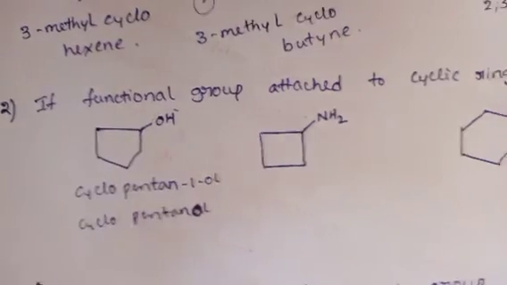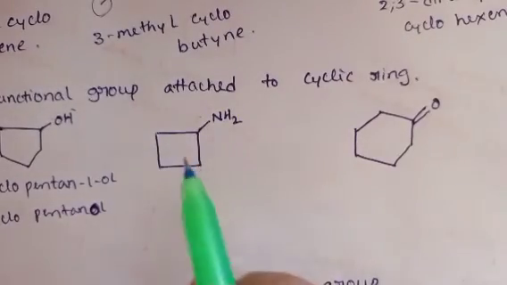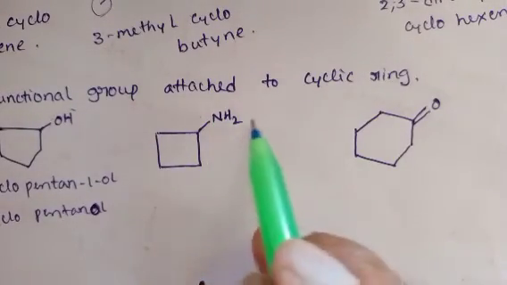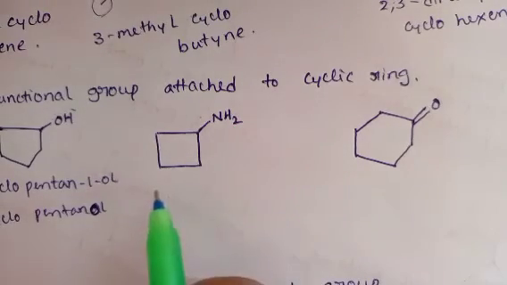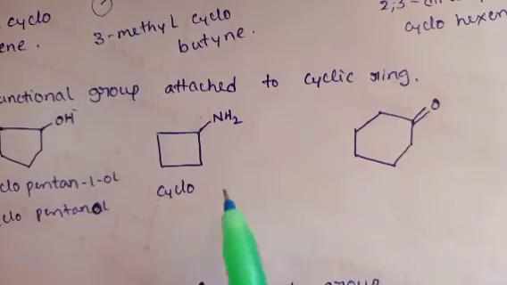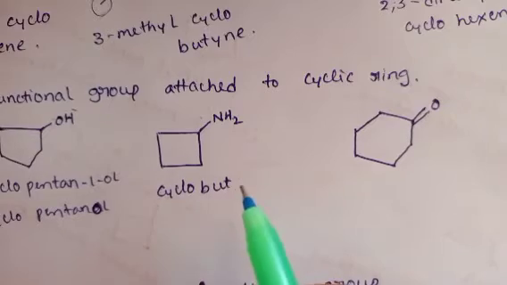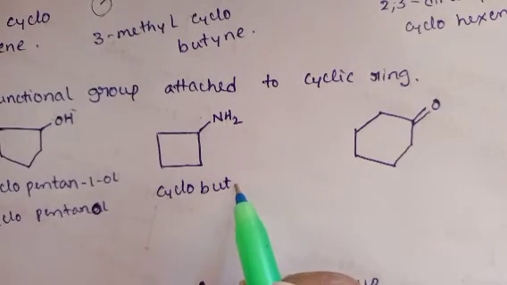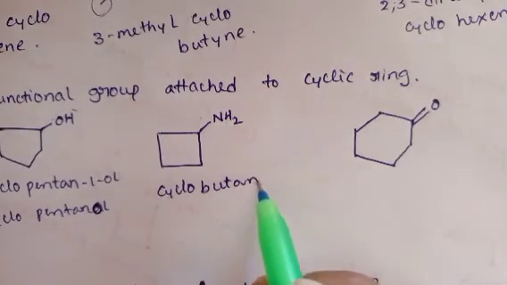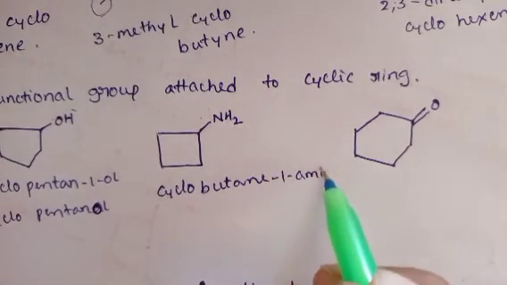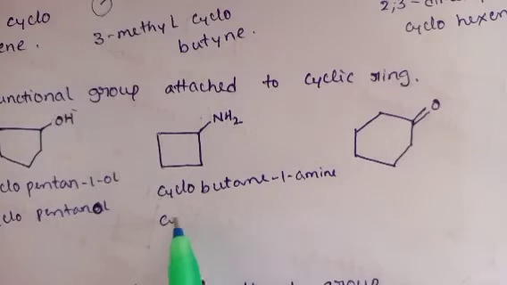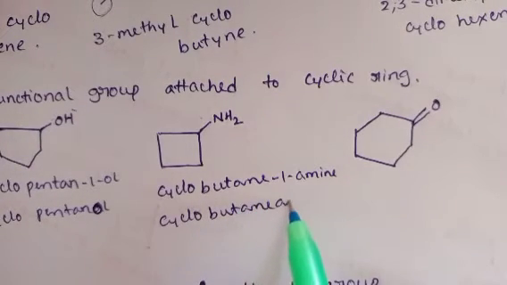Okay, second example, cyclic group, one functional group is present, NH2. NH2 means amine group, so this is cyclobutane, 1-amine, or another name, cyclobutanamine.